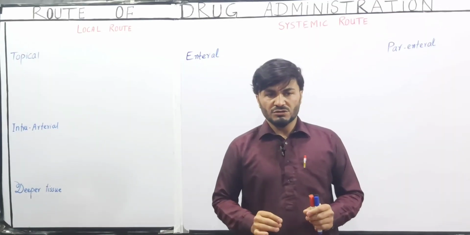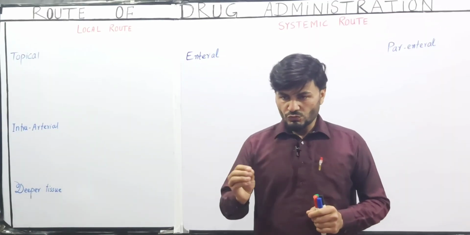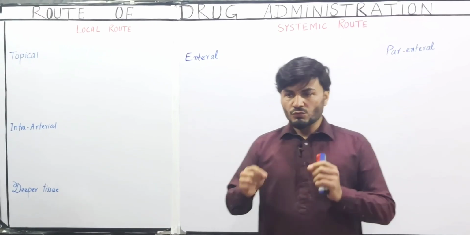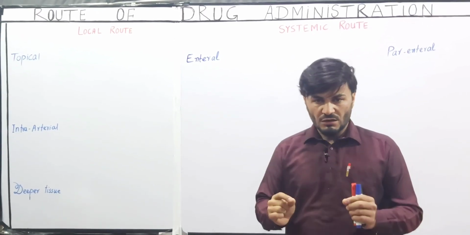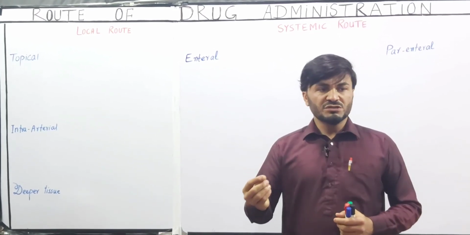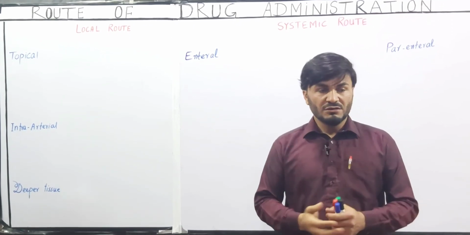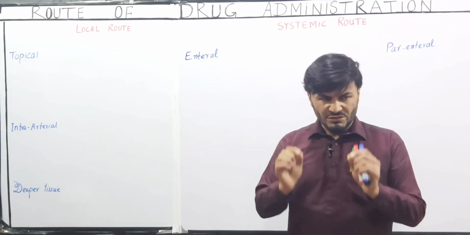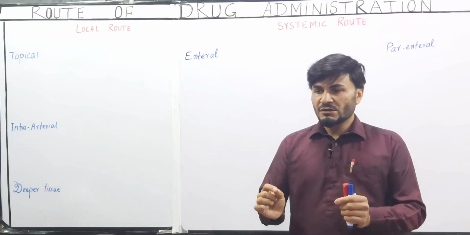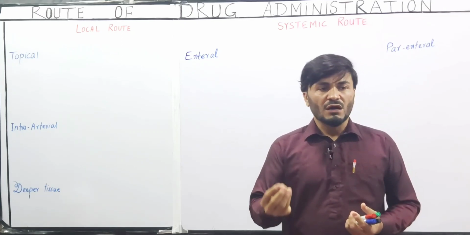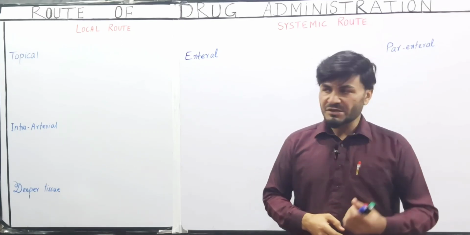Today we are talking about the classification of route of drug administration. Route of drug administration in pharmacology is the path by which the drug is administered or taken into the body. And drug administration in medicine is the act of giving a drug or treatment to the patient.